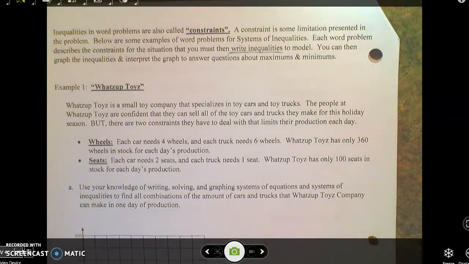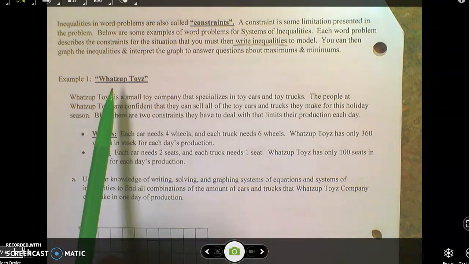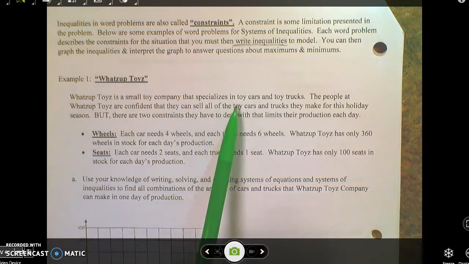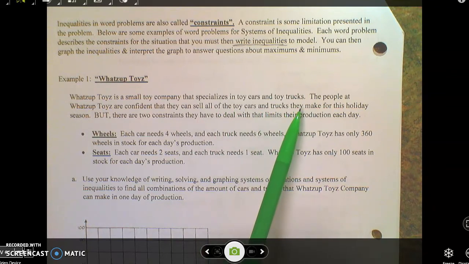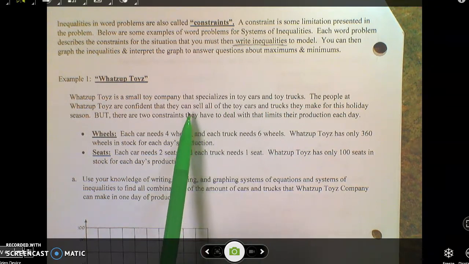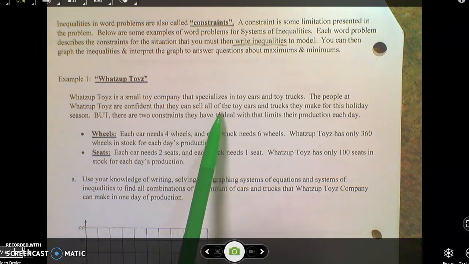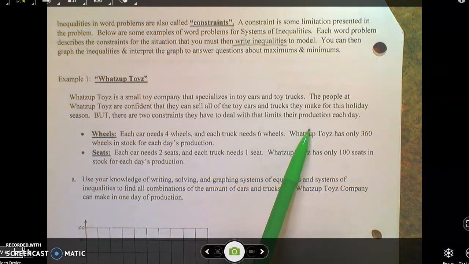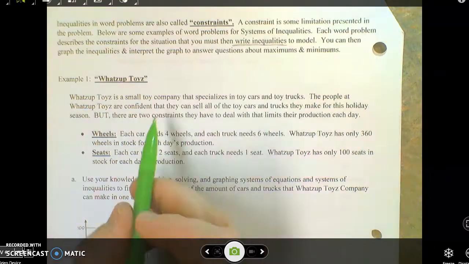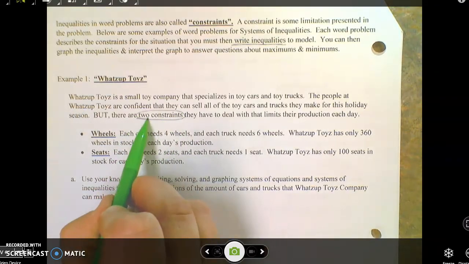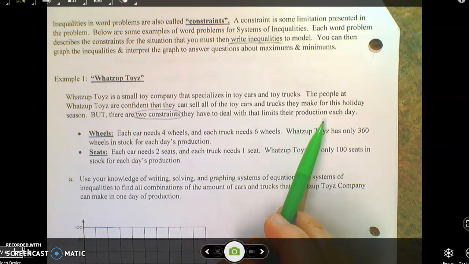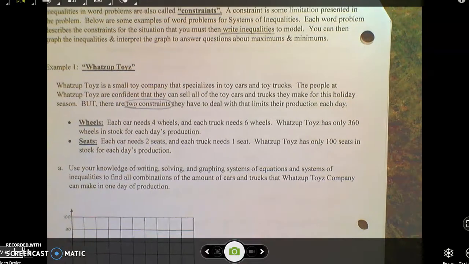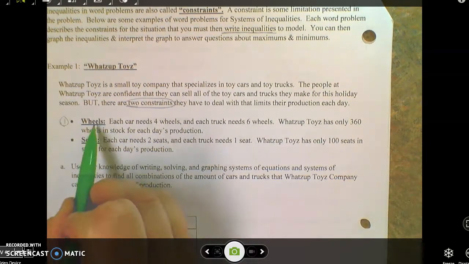So here's our example. This is a company called What's Up Toys, and What's Up Toys is a small toy company, and they specialize in toy cars and trucks. The people at this company are confident that they can sell all of their toy trucks and cars that they make in the holiday season, but they have 2 constraints that they have to deal with for their production each day. So constraint number 1 is about wheels.